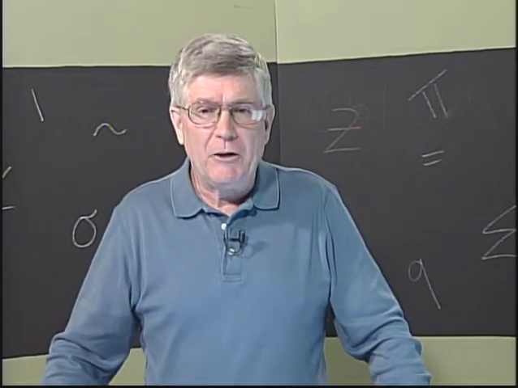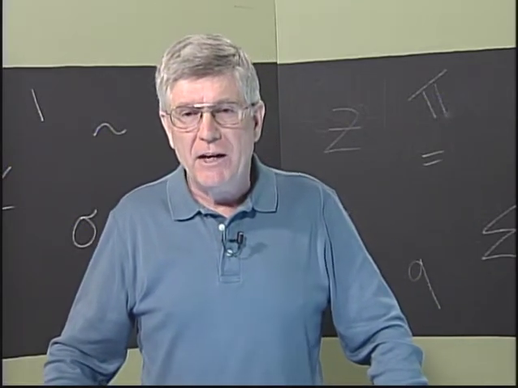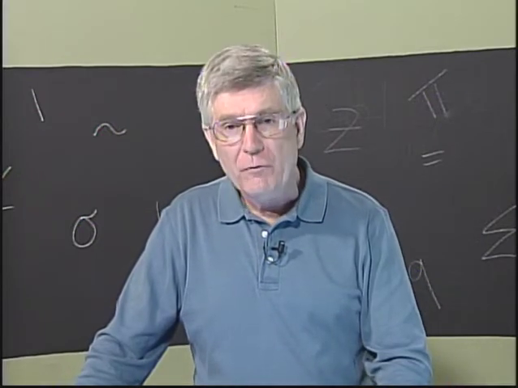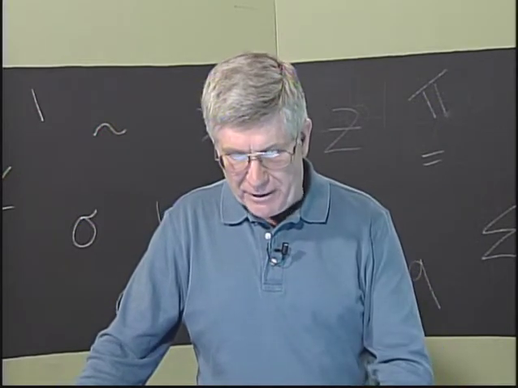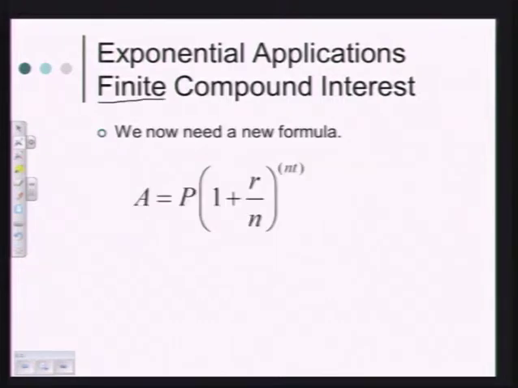But in mathematics, we're always looking for a shortcut. Well, in this case, a shortcut is a new formula. And let's look at what that new formula actually is. Now, as we begin to look at it, notice this formula is for finite compounding. Finite in mathematics means that we can count the number of times that it's going to be compounded. So we've got a new formula, and here it is.